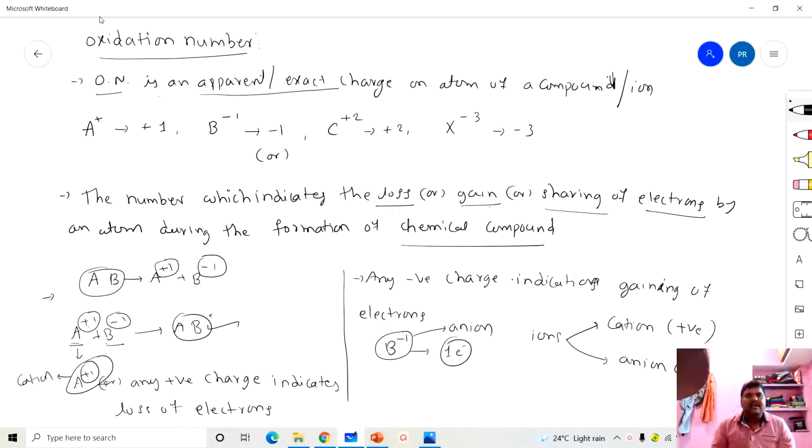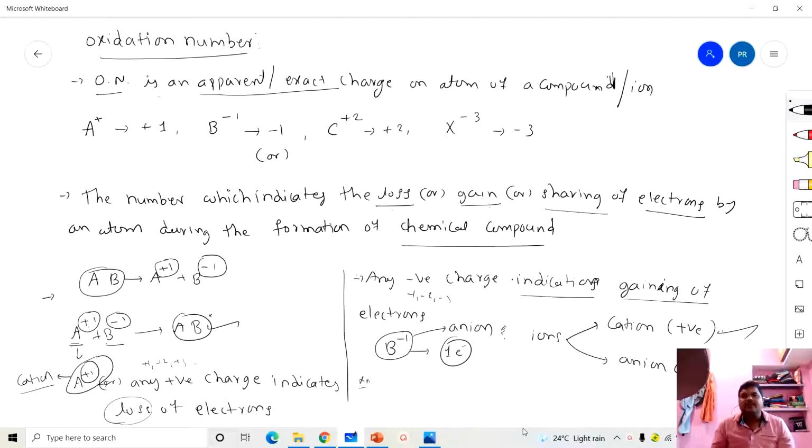One more thing, any positive charge, either +1 or +2 or +3 or whatever, indicates loss of electrons. That species is a cation. Any negative charge, -1, -2, -3, whatever the charge, indicates gaining of electrons. That species is known as an anion. So a cation is formed by losing electrons, an anion is formed by gaining electrons.